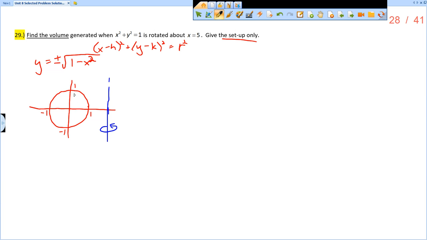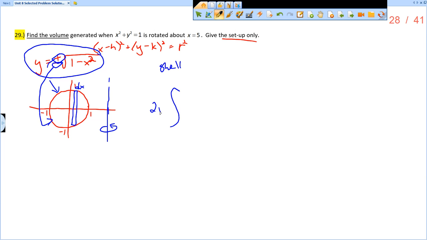Now what I want to do is use a dx rectangle. The dx is parallel to the axis of rotation, so I'm going to need my equation in y equals form. It's important to remember that we've got the y equals plus or minus. The plus is the top half of the circle and the minus is the bottom half, so it's actually two separate equations. Because the dx is parallel to the axis of rotation, we're going to use the shell method. So I'm going to take 2 pi times the integral of radius times height, with respect to x.